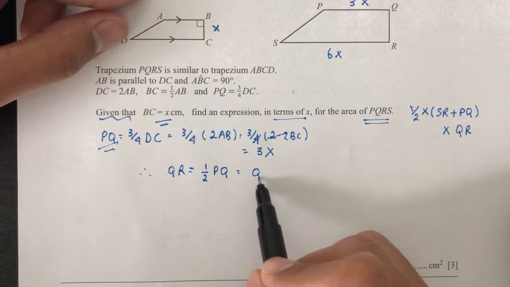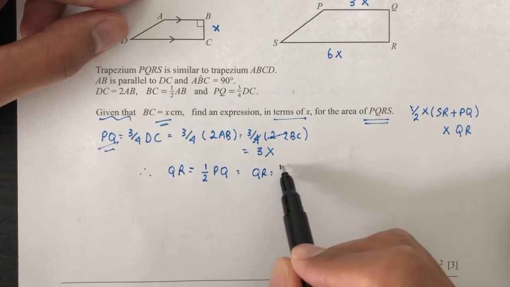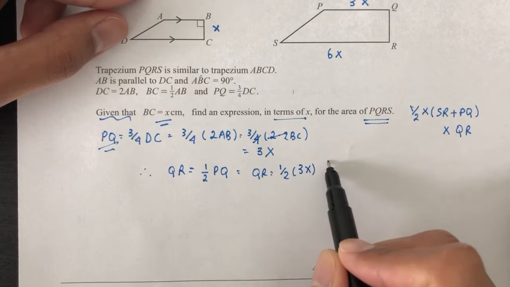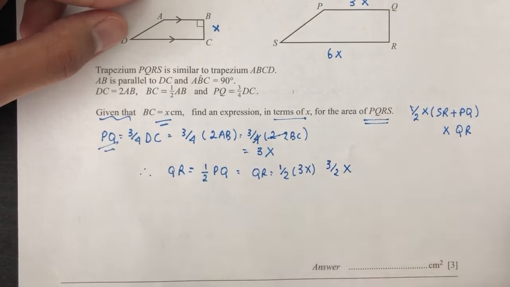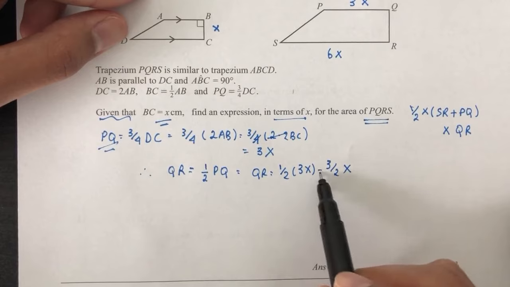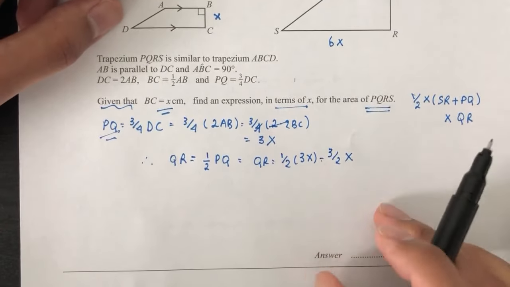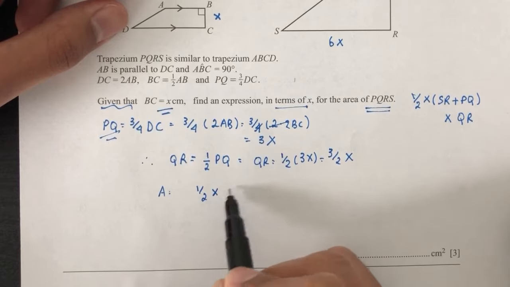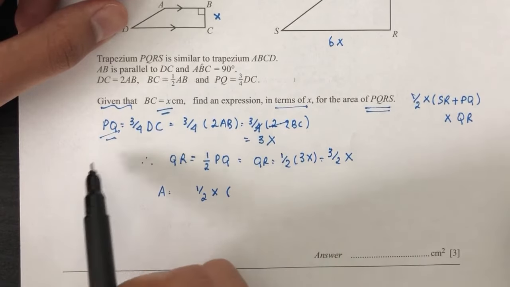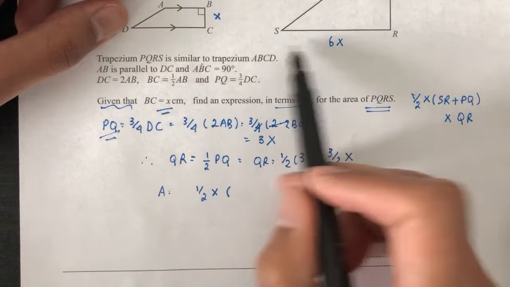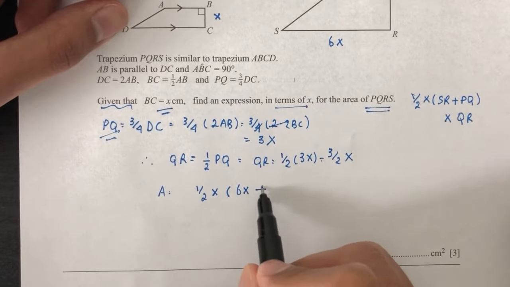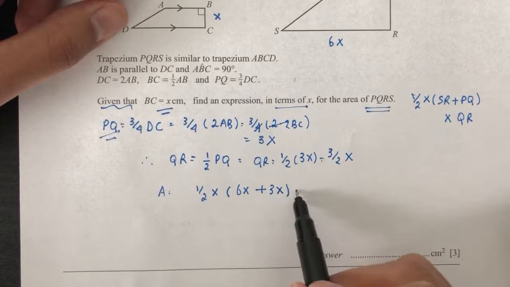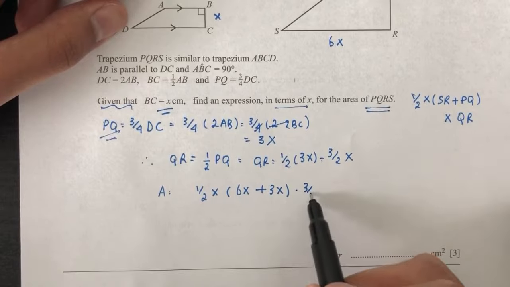So that will be QR is equal to half times 3x, which should be 3/2 x. So now we have all the sides that we need. We can find the area of the trapezium. So area will be half times SR, given by SR is 6x, plus PQ is 3x, times the height, which is 3/2 x.